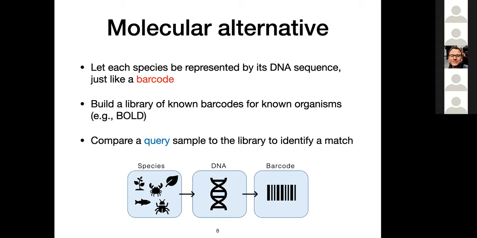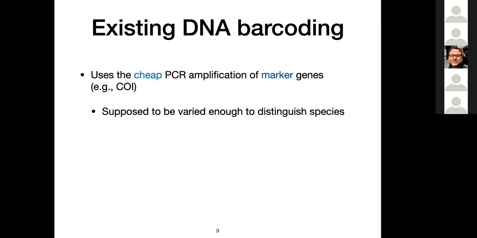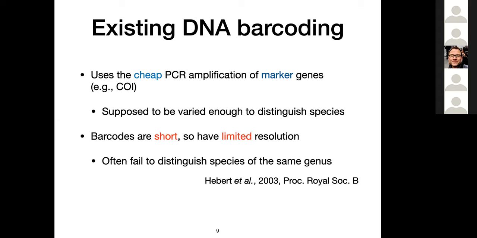You have some sample, you take the DNA from a very small region of the genome, the barcode, so it could be, for example, the CO1 gene. You sequence only that region and you use that as a barcode to identify your sample. What's good about traditional barcoding using things like the CO1 gene is that it's very cheap, and these genes are selected carefully so that they are varied enough that you can hopefully distinguish the species. But no matter how carefully you choose a gene of, let's say, 1,000 base pairs or so, they are still short. They still give you limited resolution.